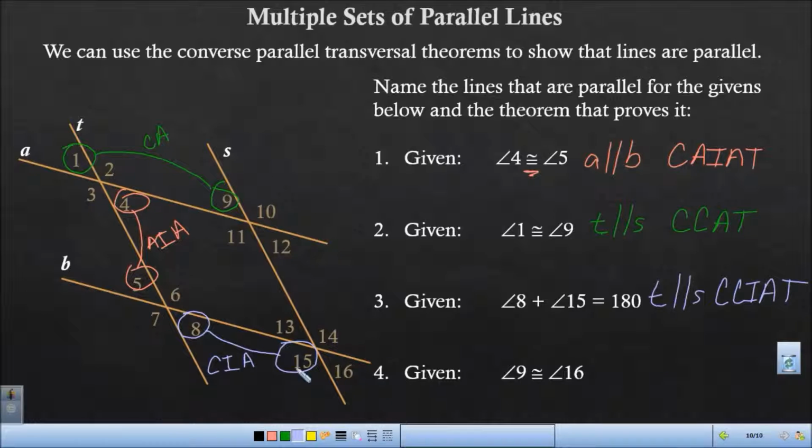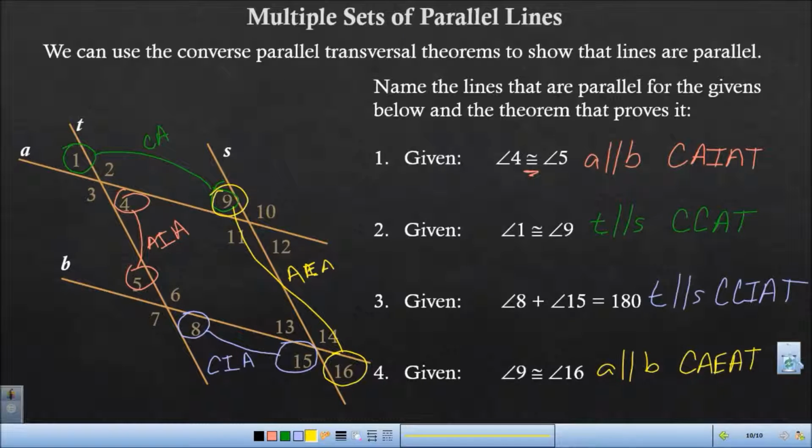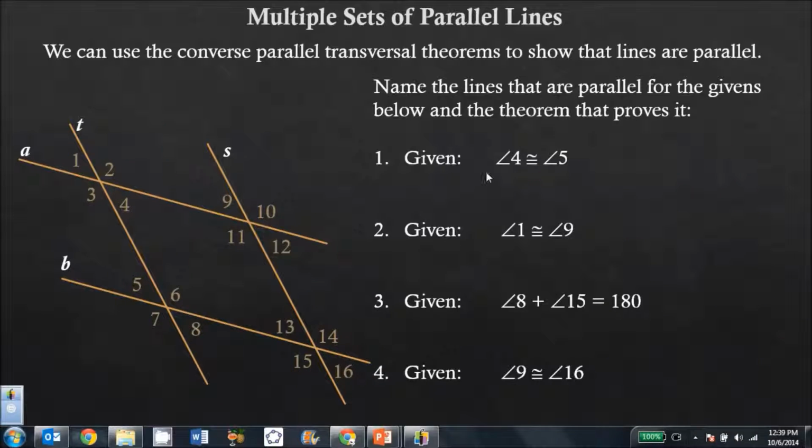And finally, angle 9 gets connected to angle 16. These are alternate exterior angles. So this means that A is going to be parallel to B because S is their transversal by the converse alternate exterior angles theorem. I was hoping I could move that little recycle bin, but all right.